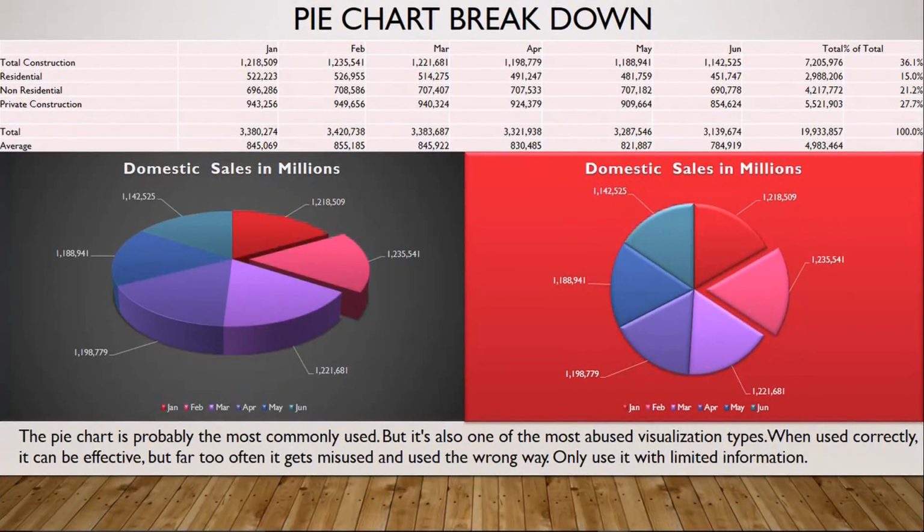Here is the pie chart breakdown. The pie chart is probably the most commonly used, but is also one of the most abused visualization types. When used correctly, it can be effective, but far too often it gets misused and used the wrong way. Only use it with limited information.